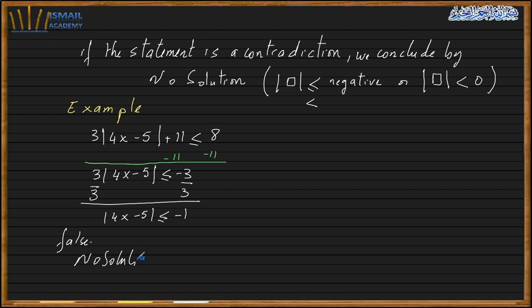And the same thing if I have this type of inequality. Now 4 minus 7, plus 5, is greater than 5. So minus 5, which means I will have minus 2 times the absolute value is greater than.